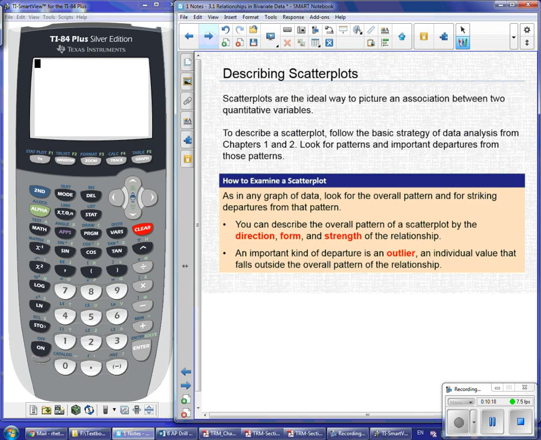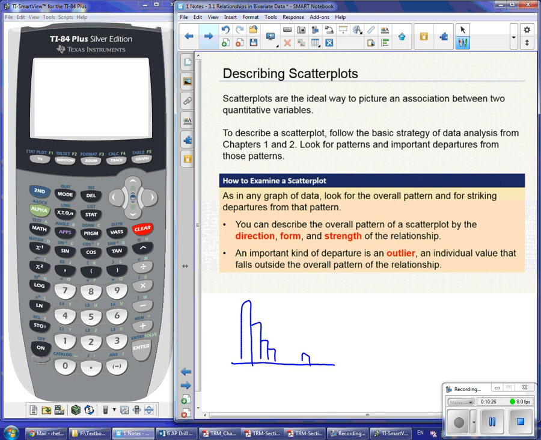Okay. Describing scatter plots. So if you remember when we were dealing with a histogram, so let me just draw a quick histogram. Okay, when we were looking at the distribution of one variable, we referred to the shape, the center, and the spread. And anytime I asked you to describe the distribution, those are the three things you had to mention in context. When we're dealing with a scatter plot, that's going to look a little bit different now.